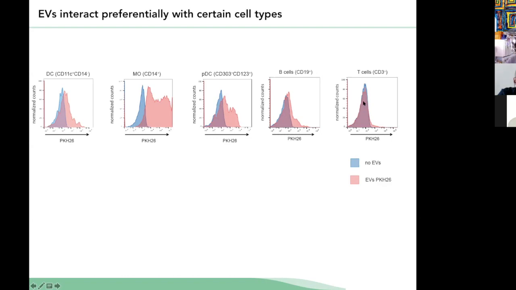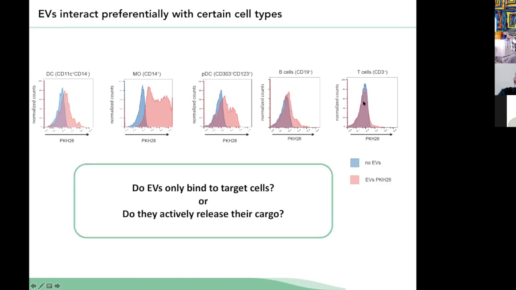But my question at this point was, are they only binding to the membrane, or are they actually actively releasing their cargo? And the point is, is the cargo of those EVs also reaching the cytoplasm? To do this, we invested a lot of time. We have worked for more than 2 years now, also with Adam, to have a robust and nice system to track this. And this is what we call the EV fusion assay.